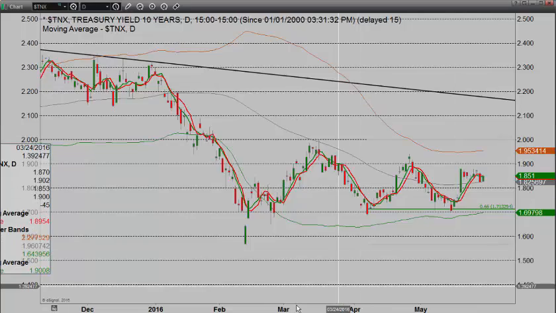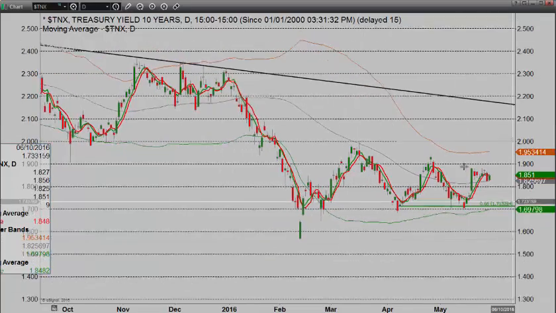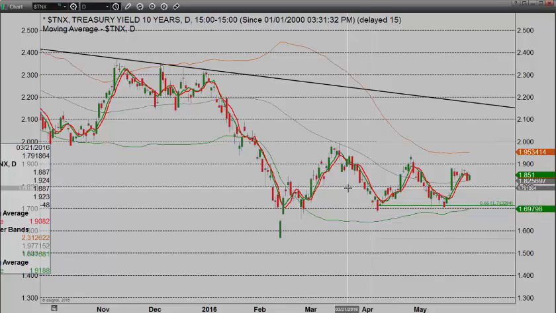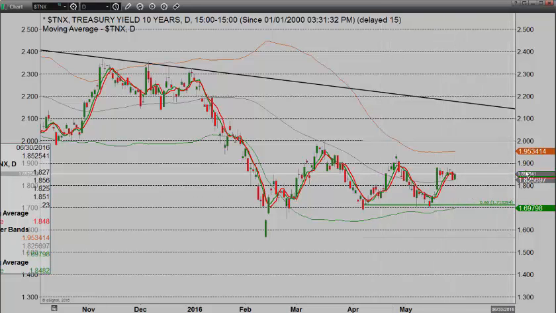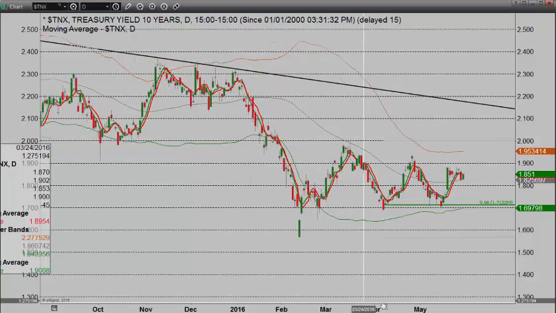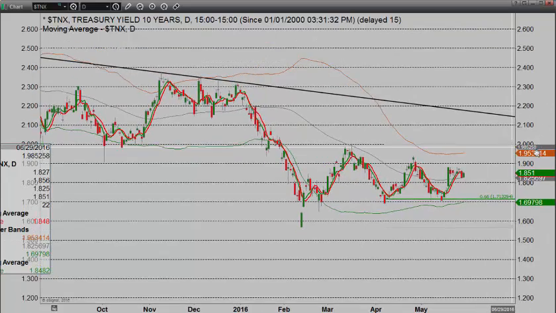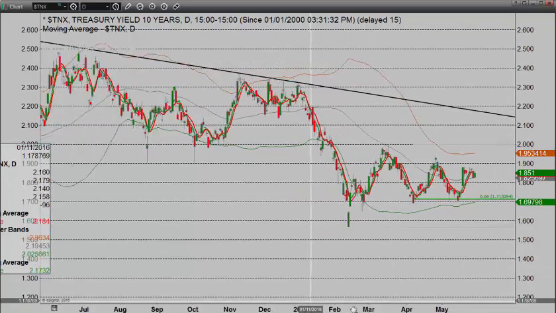Here is interest rates. Here's a chart of rates. You can see that they held that 2/3 support down here, just right around 1.7%. And you're in a bit of a wedge here, but we think a breakout here is imminent, and that would be higher. And give you some scale there.